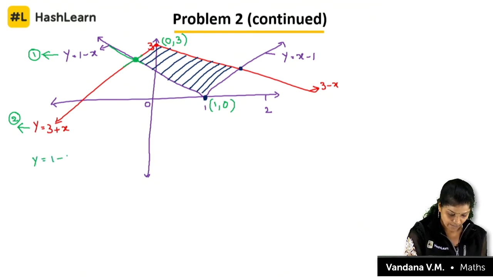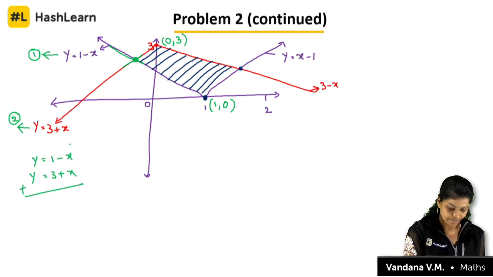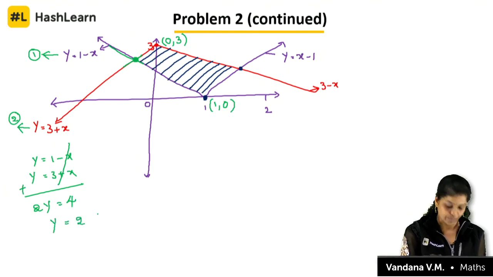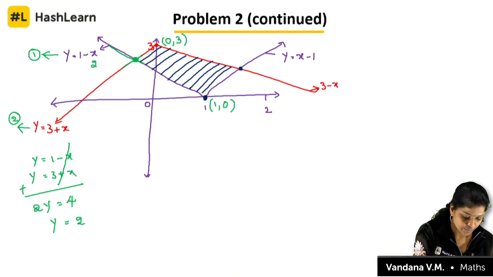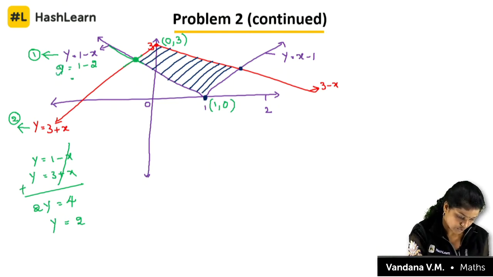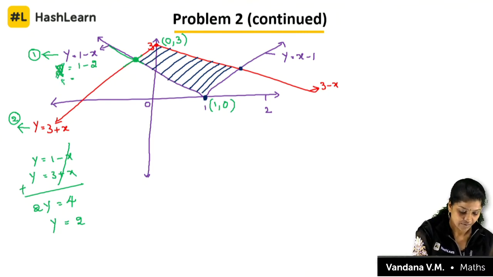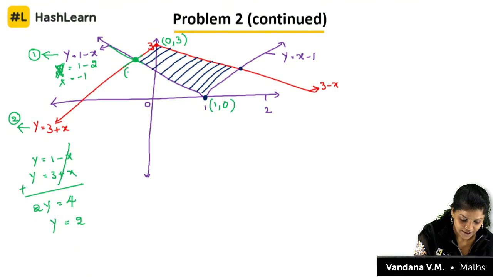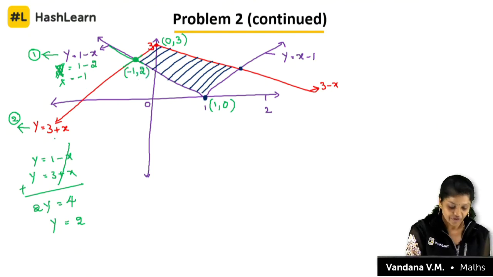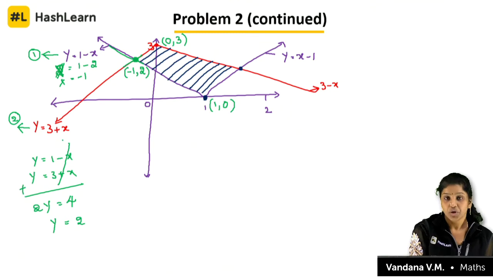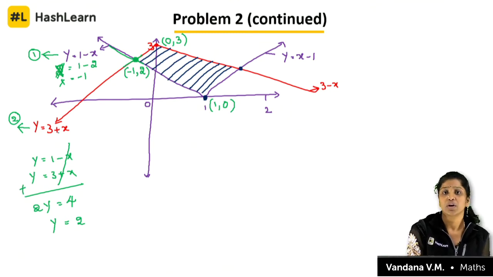y is equal to 1 minus x, y is equal to 3 plus x. You just add. These two will get cancelled. 2y is equal to 4, y is equal to 2. So, one value I got. Substitute here. If you put 2, x is equal to minus 1. So, this point is minus 1, 2. If you substitute in this equation, you will get the same value. Wherever you want, you can substitute.